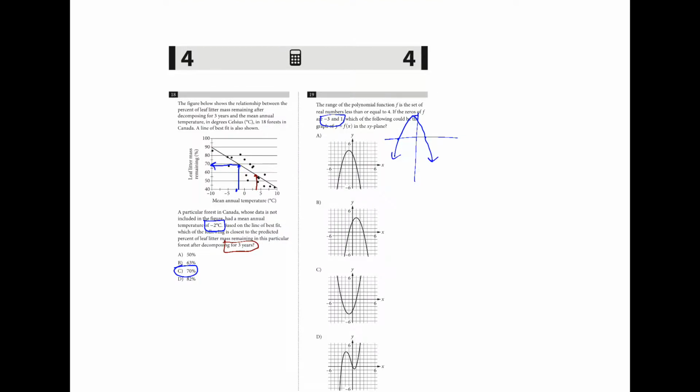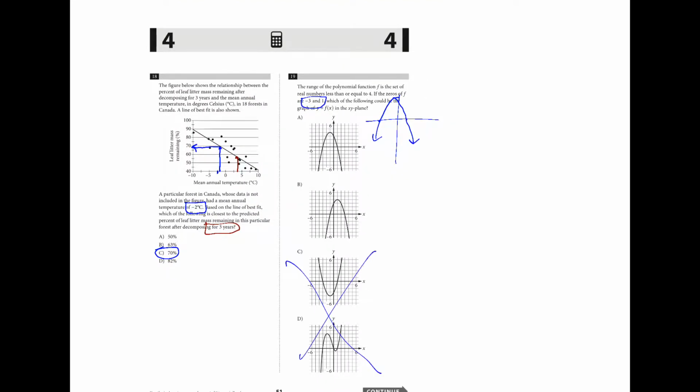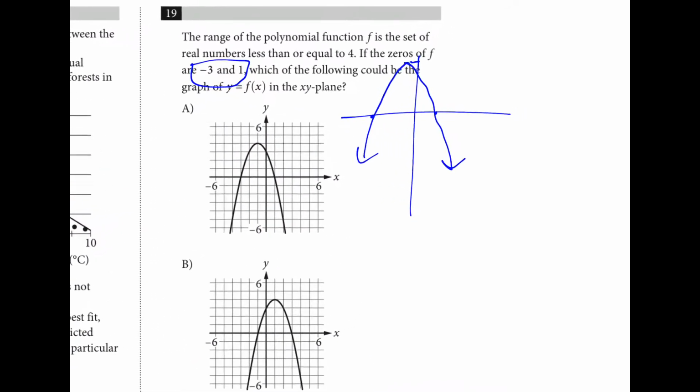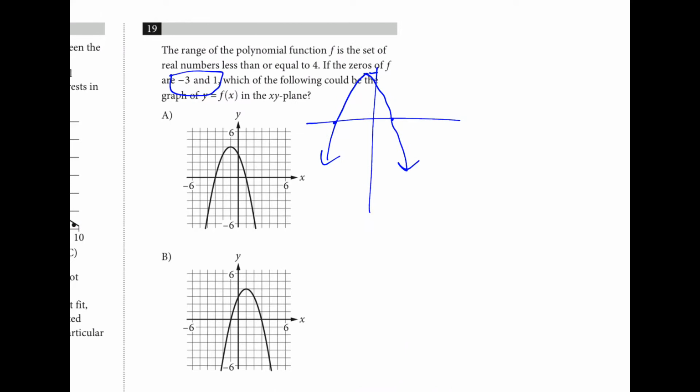And we can rule out C and D because they look nothing like that. And the mistake with one of these is that the zeros here are at -1 and 3, which are backwards. So that's why A is the best choice.